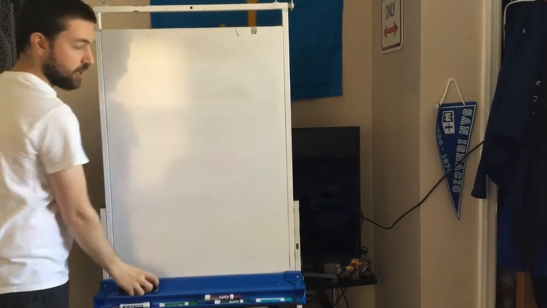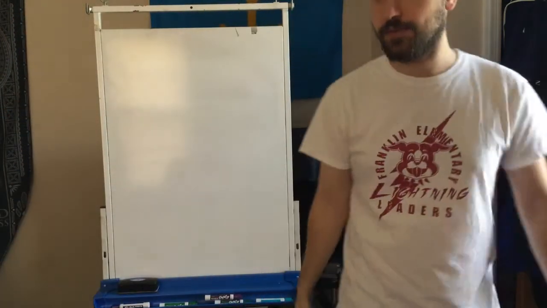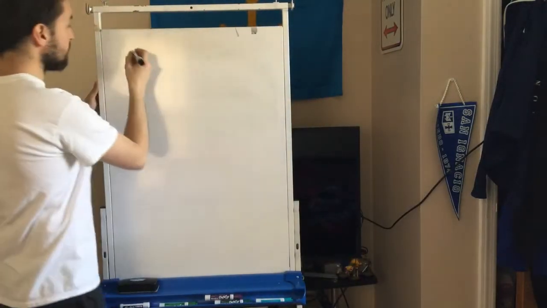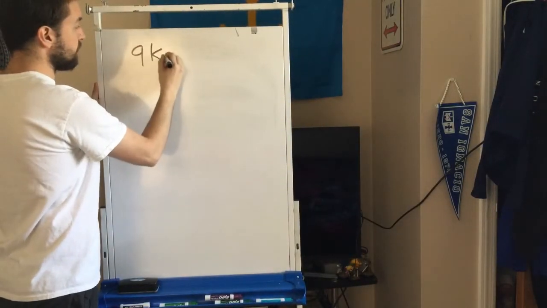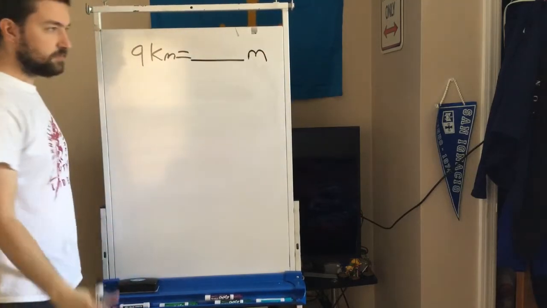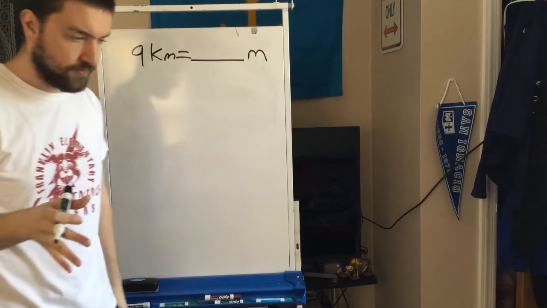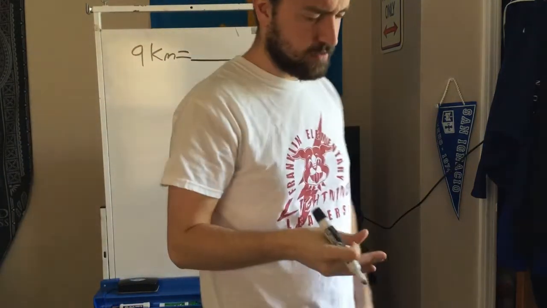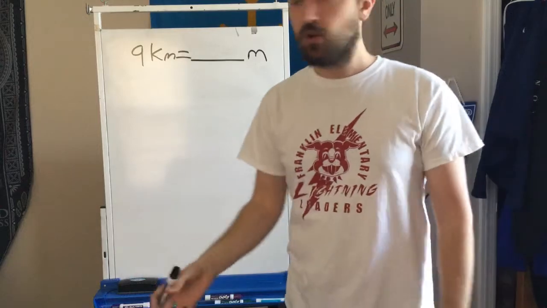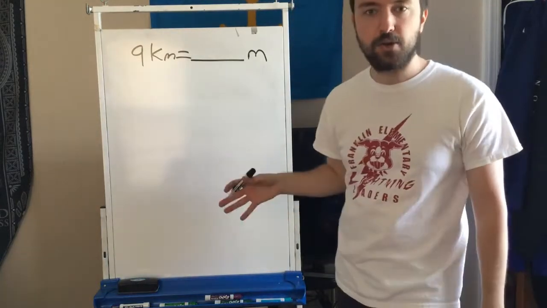And if you see me staring off into the distance, it's because I'm staring off at the computer over there with the example problems on it. So let's see here. Let's start with 9 kilometers, and I want to know how many meters that is. So I have to think to myself, what was that conversion we talked about? 1 kilometer equals 1,000 meters.